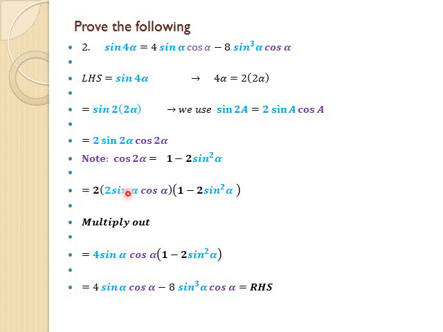So 2 stays in front, so 2 times 2 would give me 4 sine alpha cos alpha. And there I'm left with 1 minus 2 sine squared alpha. 4 sine alpha cos alpha times 1 stays the same. 4 times 2 would give me 8. Sine alpha times sine squared alpha, sine cubed alpha, cos alpha now equal to my right hand side. I hope you follow.